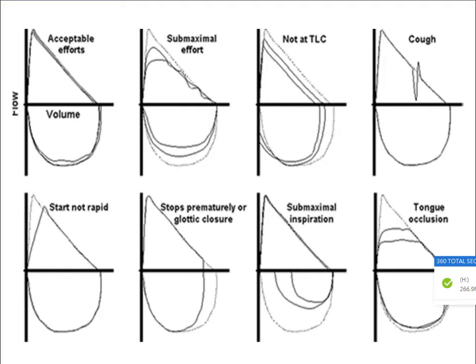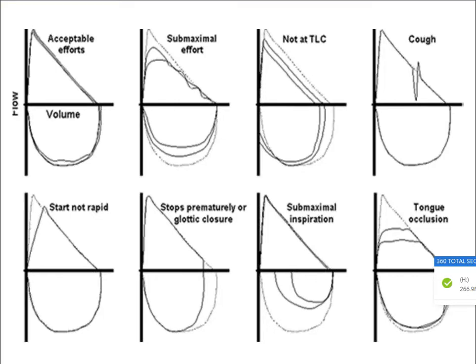Now we see the third diagram. The patient did not begin with a good start, so the curve is not obtained from the maximal total lung capacity. And if you see the next diagram, the patient has coughed during the procedure. That is why there is a depression in the expiratory portion.